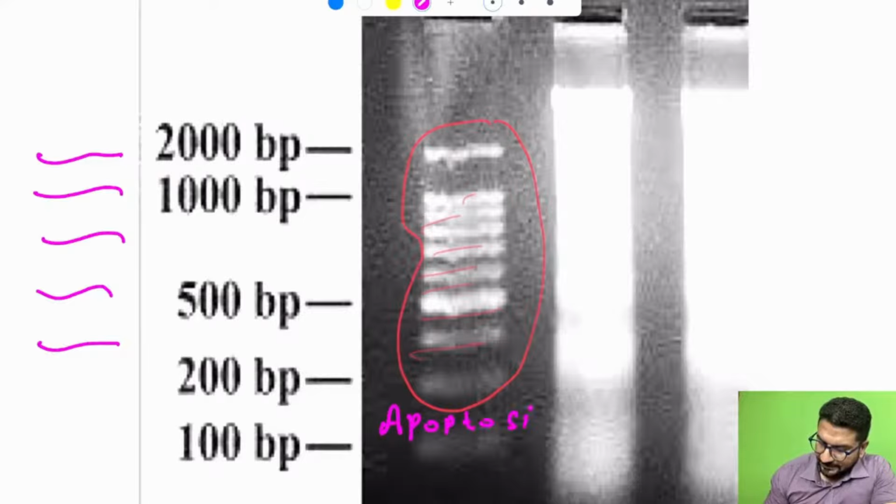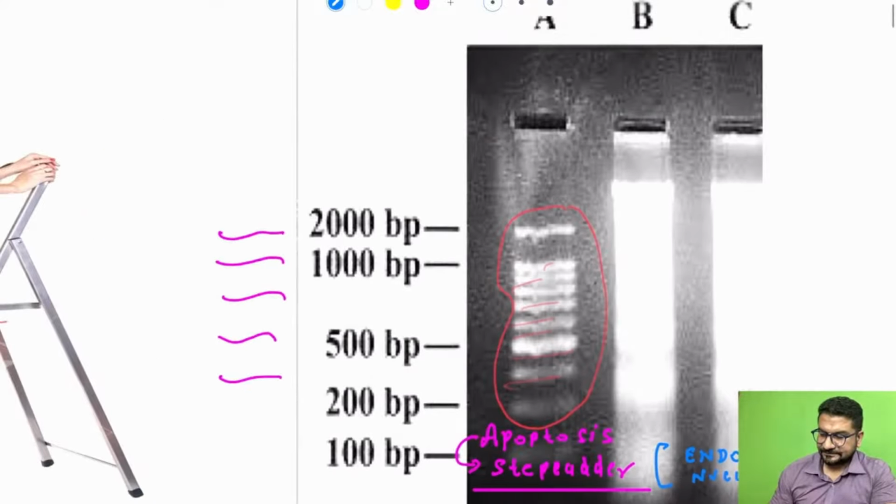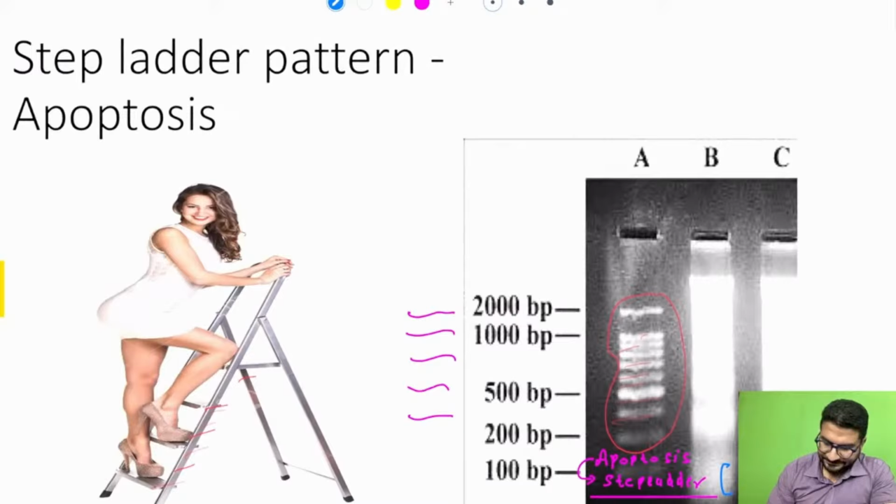Just one more thing, remember, necrosis will have smear pattern. Necrosis में smear pattern होगा. This step ladder pattern, understand, you will see in apoptosis, and they ask you a question, why we get step ladder pattern. So step ladder pattern, right? Step ladder pattern occurs because of which enzyme? It occurs because of endonuclease. Step ladder pattern. Done?